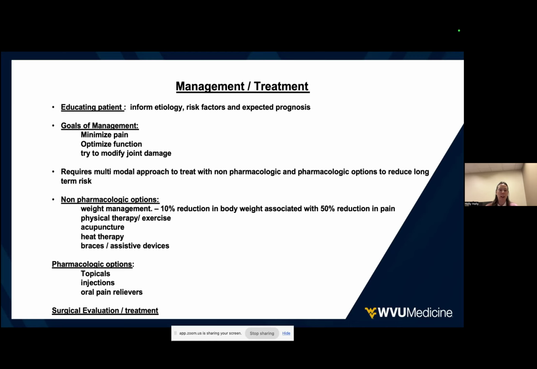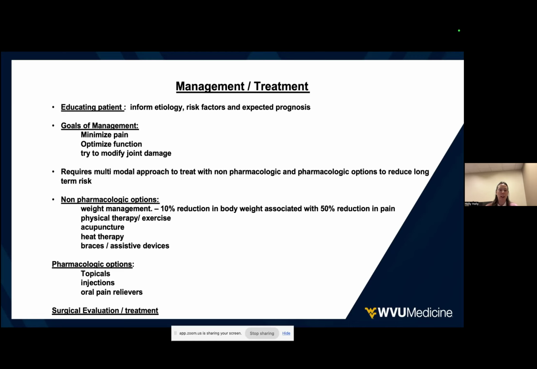And then obviously we have pharmacologic options and surgical evaluation and treatment. I certainly am not going to go into surgical evaluation and treatment, but let's talk about some of those pharmacologic options. So typically our first line treatments are going to be oral NSAIDs, right? Ibuprofen, Aleve, those sorts of things.